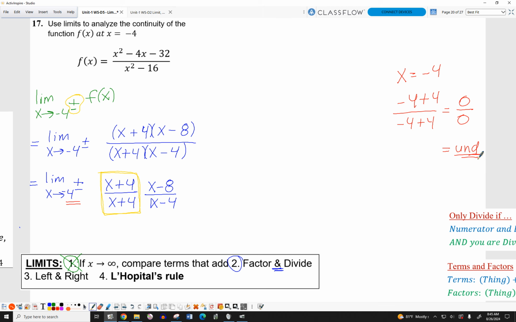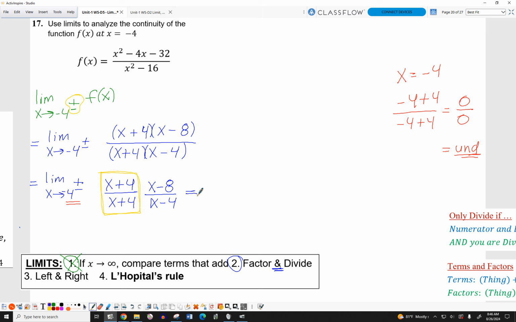So unless x is exactly -4, the yellow box is 1. That's going to happen over and over again all year. Make sure it makes sense. Make sure you memorize it. Questions? Awesome. Okay, so finding the limit now becomes pretty easy.